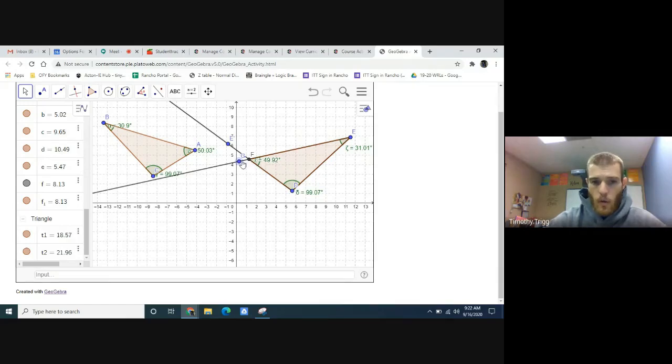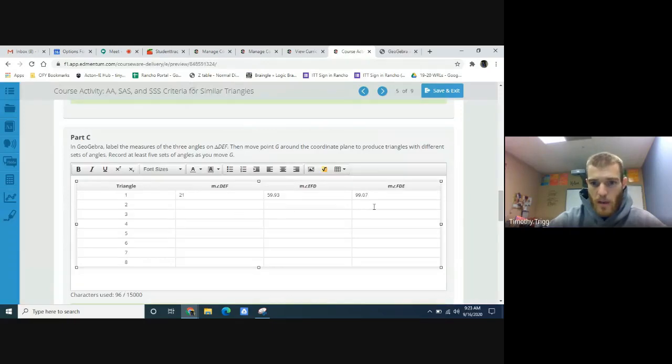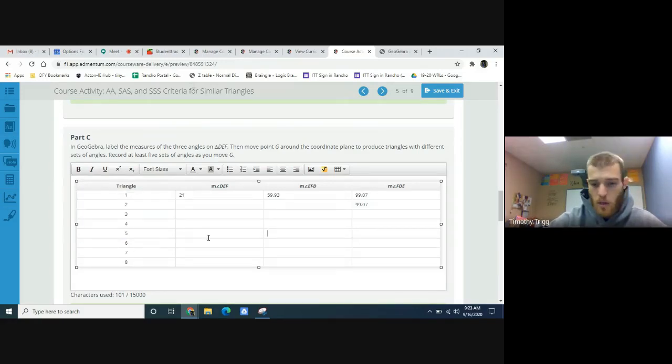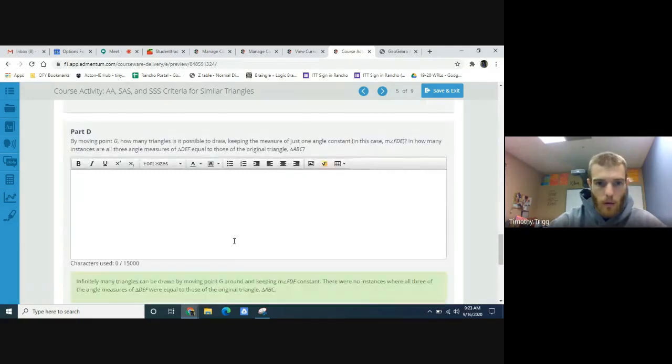So this one will be at 99.07 at all times, while these two can change. So I want you to move G, and you'll get different measurements. Go ahead and put those different measurements here. This one will still be 99.07 for all of these. They want you to do at least 5, so if you do 5 rows of this, that'd be great. If you want to do more, you could do more.